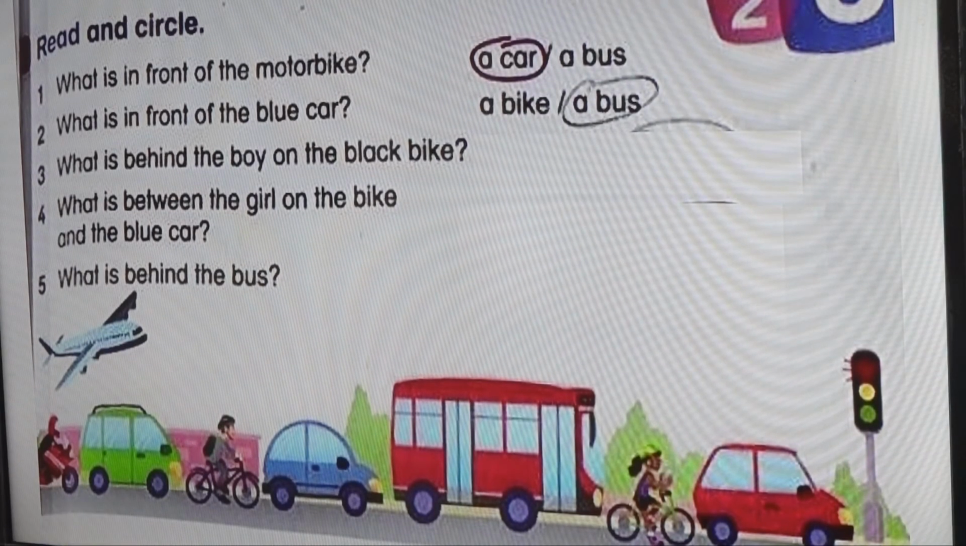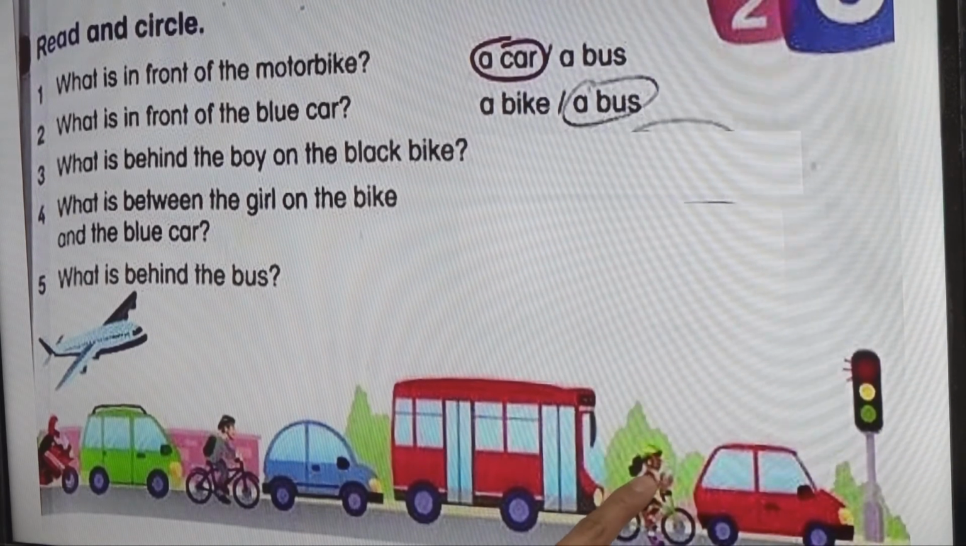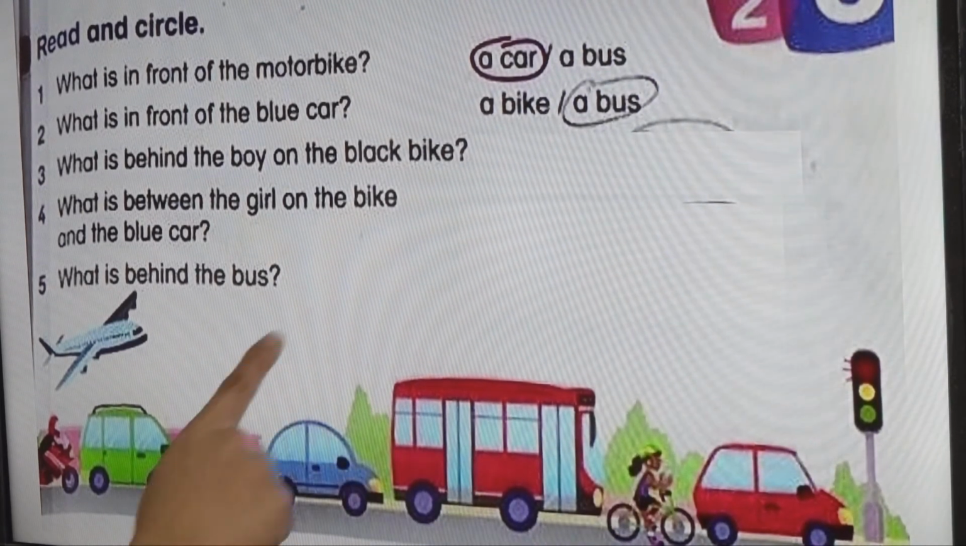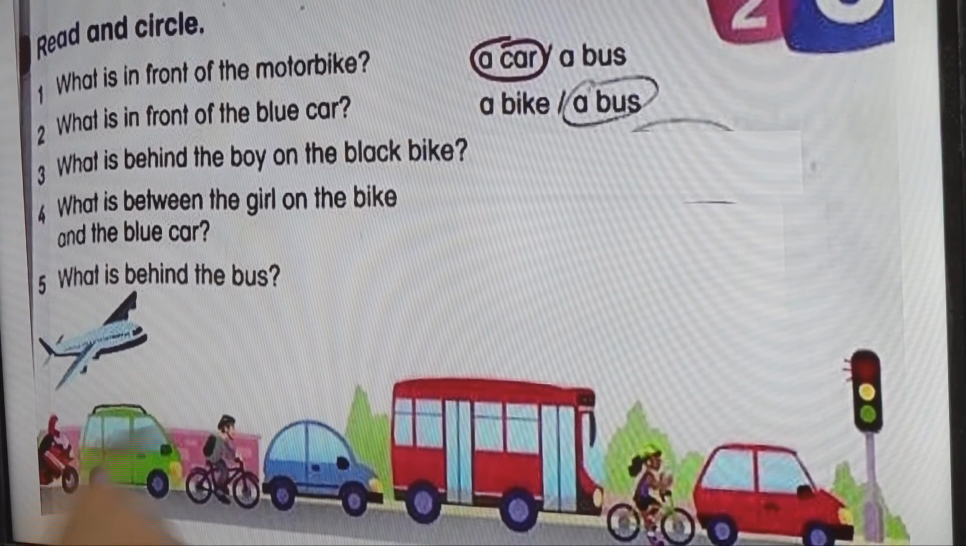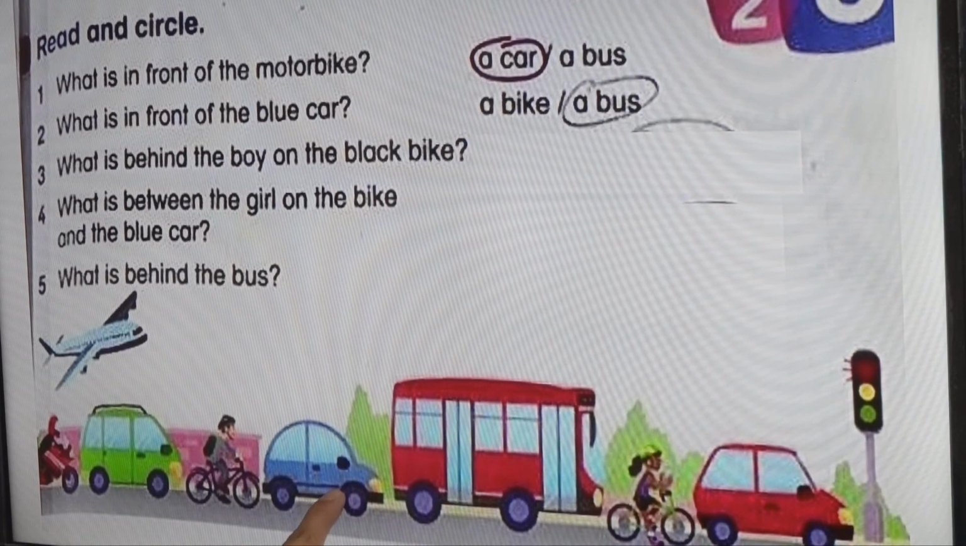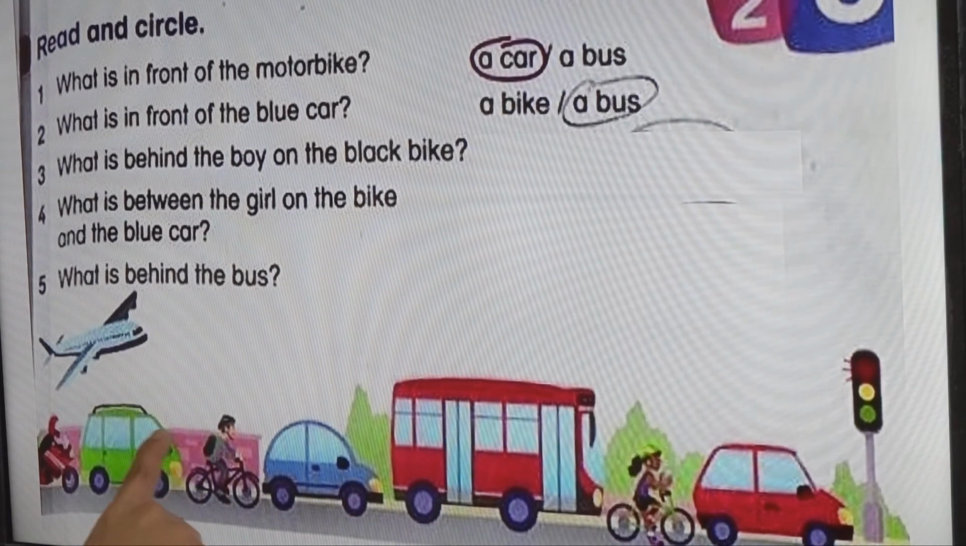Okay, question number 3. What is behind the boy on the black bike? So we should find the black bike first, right? The boy on the black bike. Is it this one? Is it a boy? No. Is it this one? A boy. Yes. And what does the word behind mean? Behind means in front of? No, behind means at the back of.